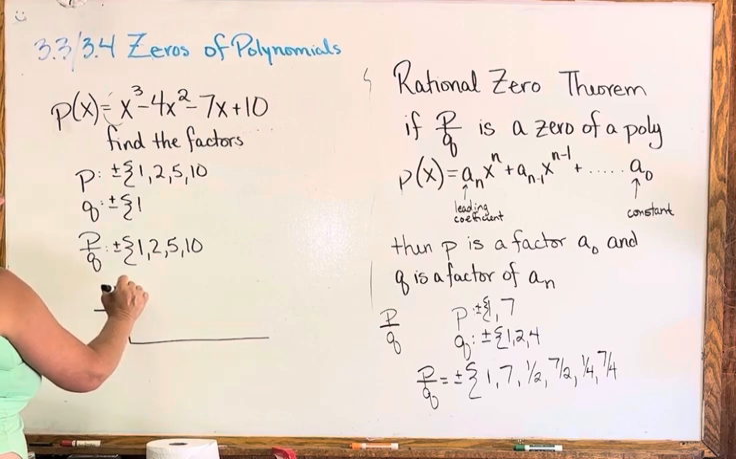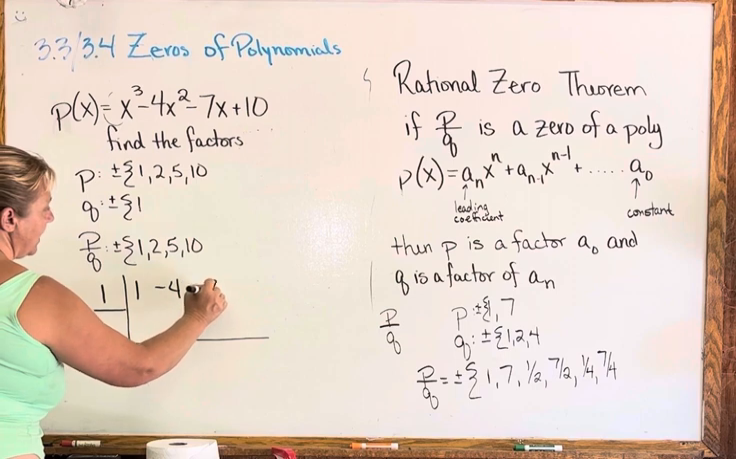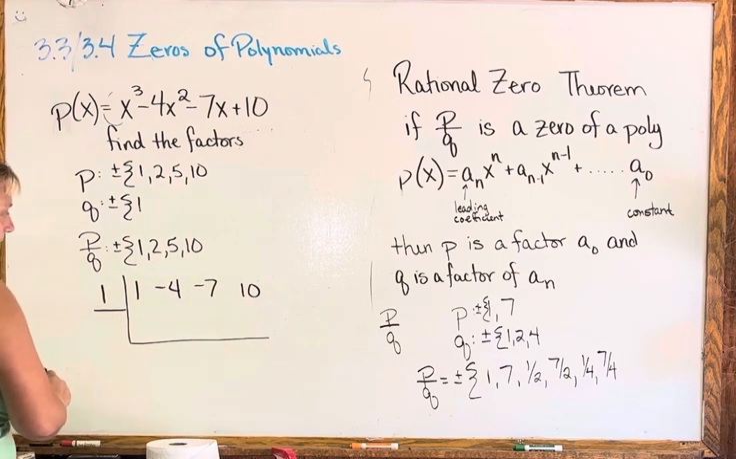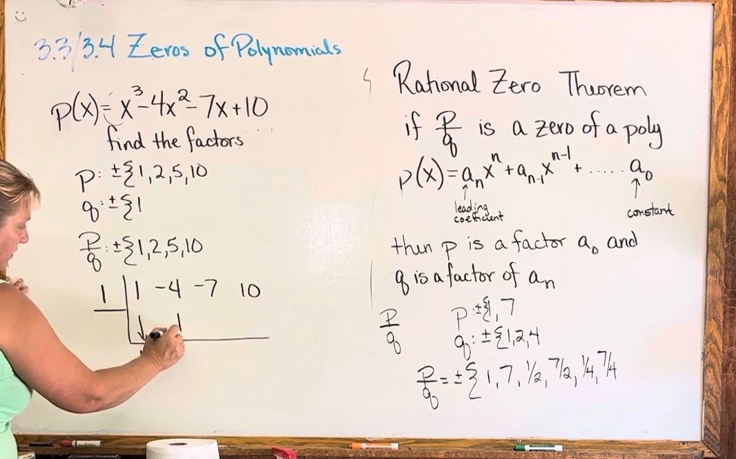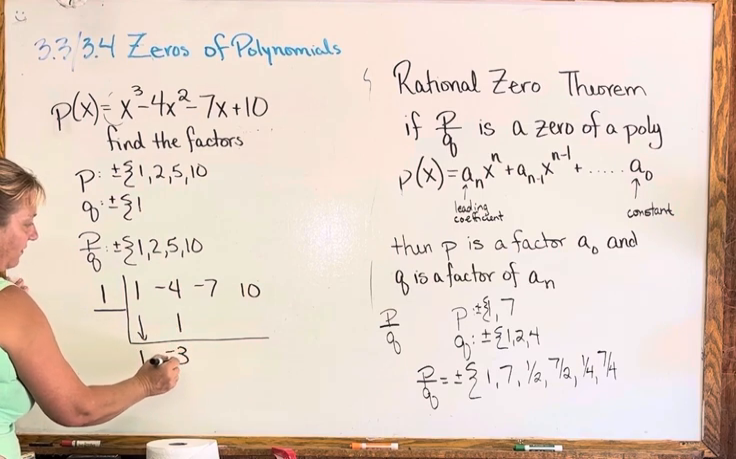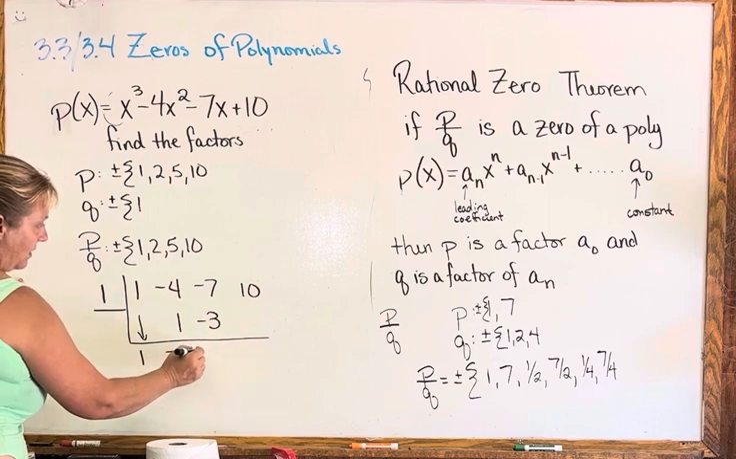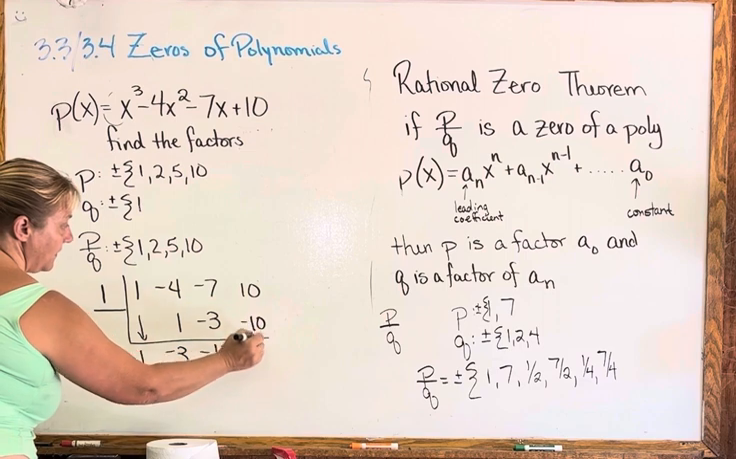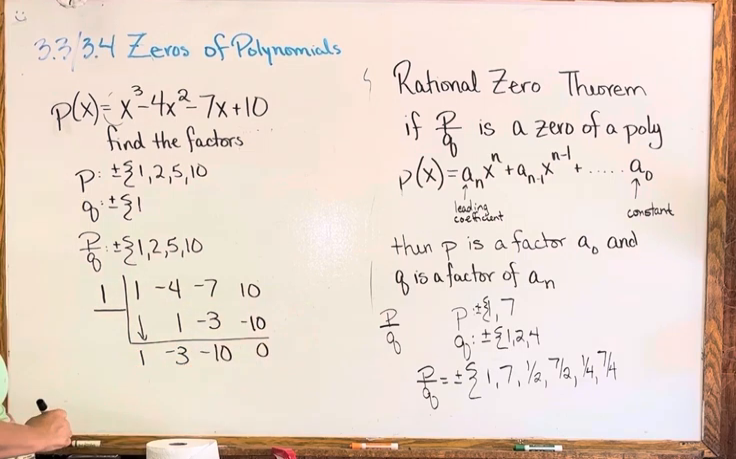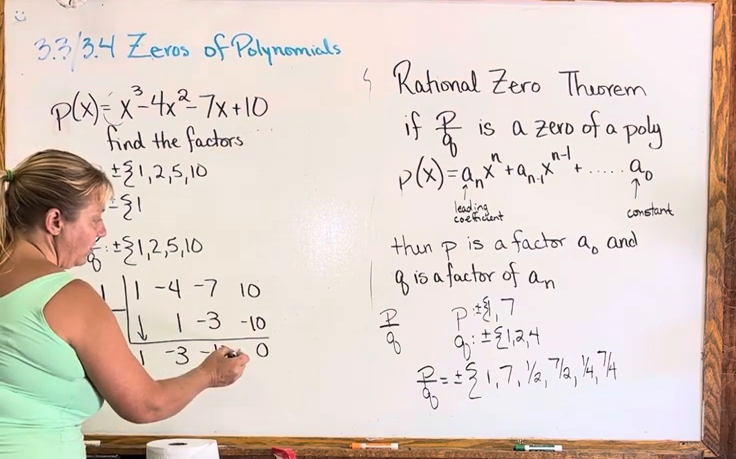Okay, now we're going to put the numbers in here. Do we need any placeholders? No. So 1, -4, -7, 10. So bring down the 1. That's a 1. That becomes -3. That stays -3. Now we're at -10. Is this looking good? -10, 0. That worked out really nice, didn't it? Okay, and we used just the first number on our list.